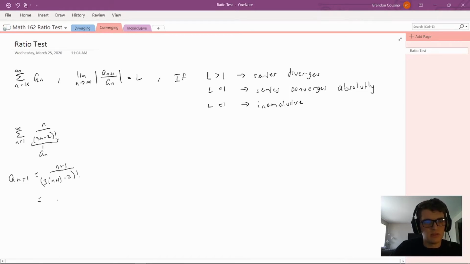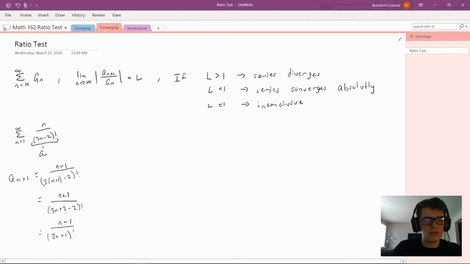Okay, so then we want to simplify this. So this is going to be equal to n plus 1. And then I can distribute that 3 through. So it's going to be 3n plus 3 minus 2 factorial. And then we want to simplify this one more step. So it's going to be n plus 1 all over 3n plus 1 factorial.